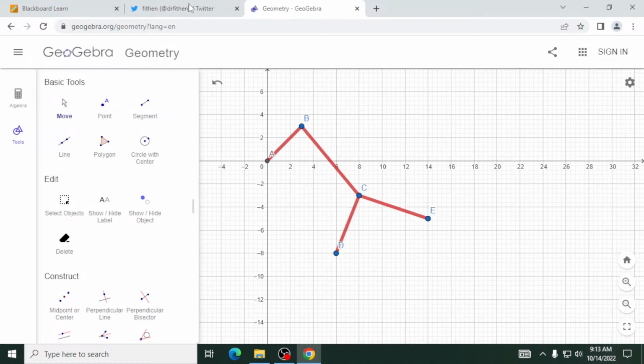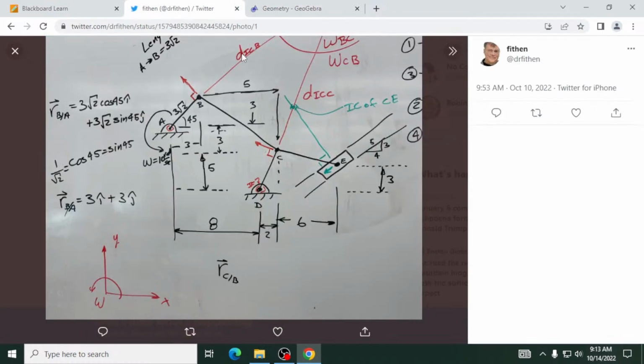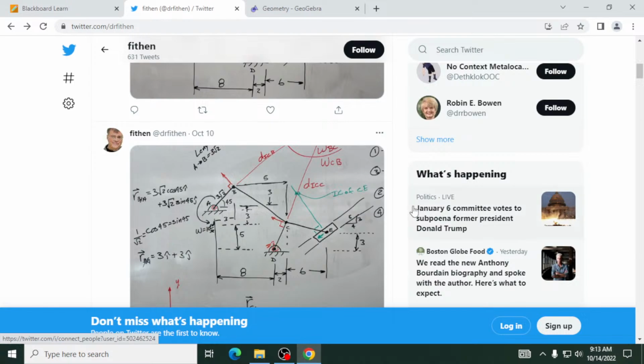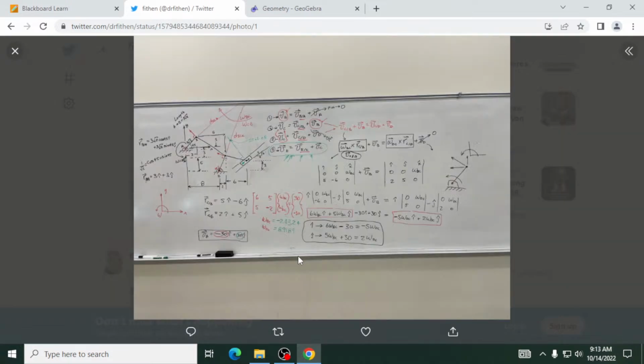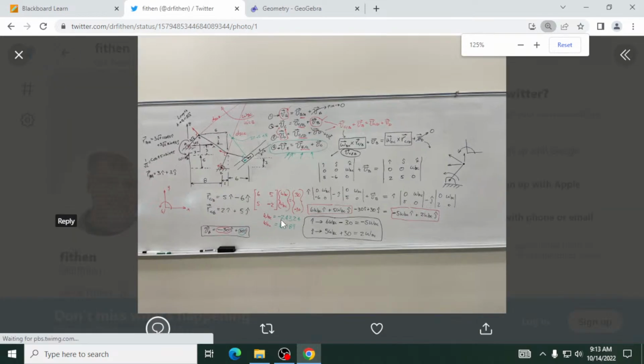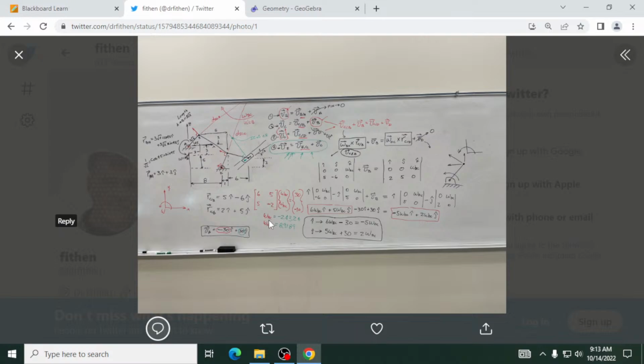So now we were talking about the instant center. I think we came up with the two equations. Did we ever solve them? I don't think we did. We never solved those equations. Oh yeah, we did. Here they are. It's kind of hard to see, and every time I zoom in it gets smaller. So anyway, omega BC is minus 2.4324.